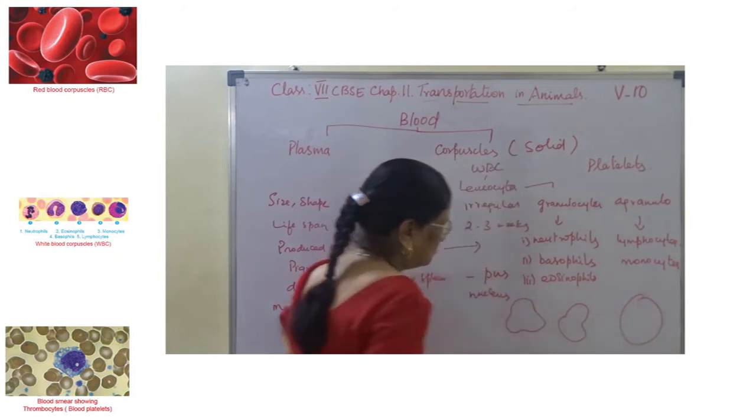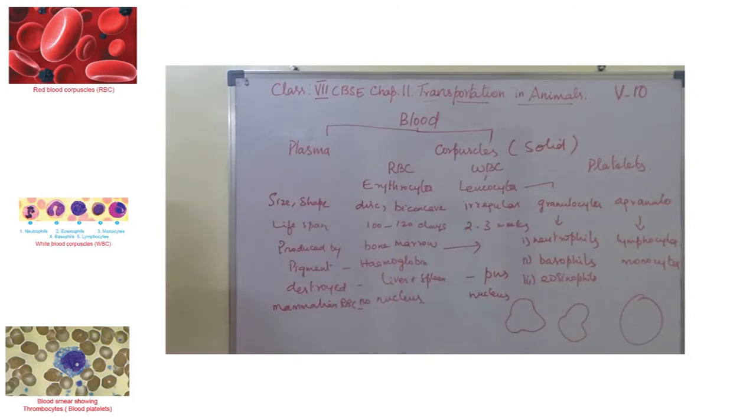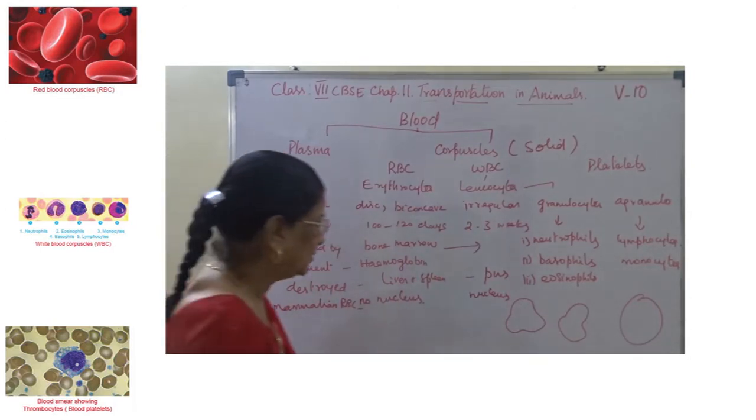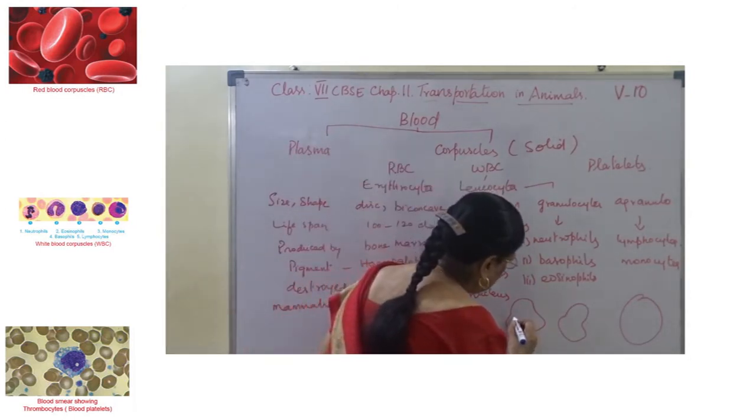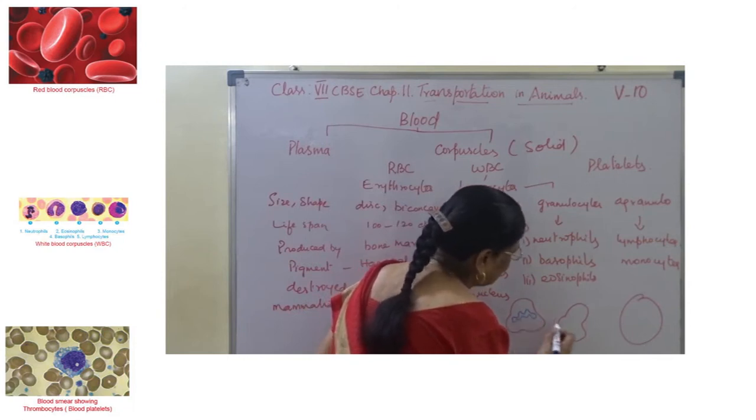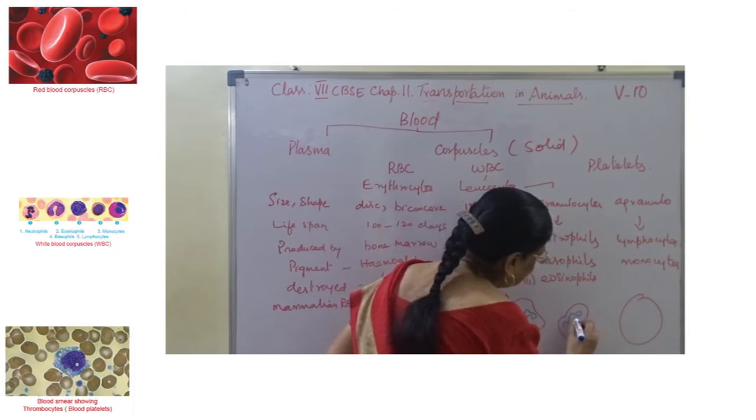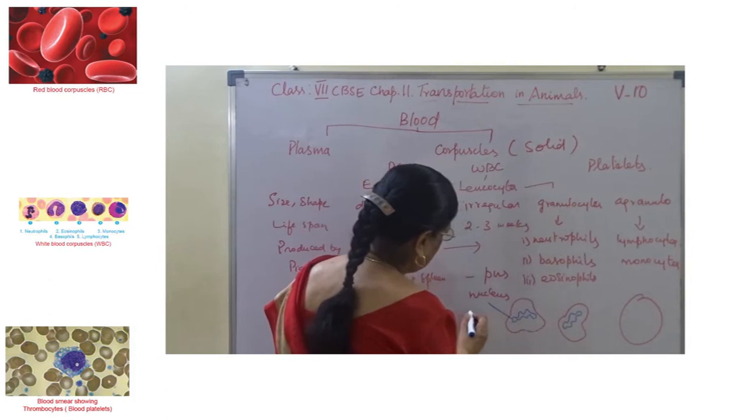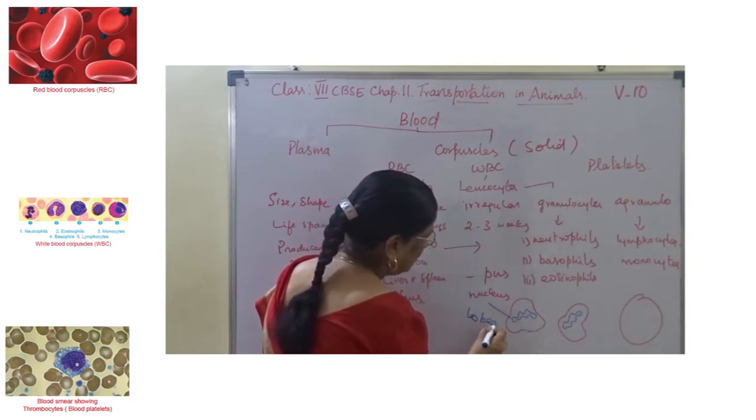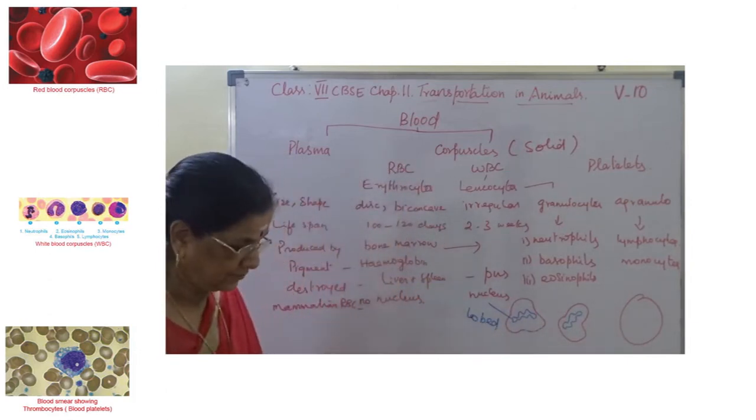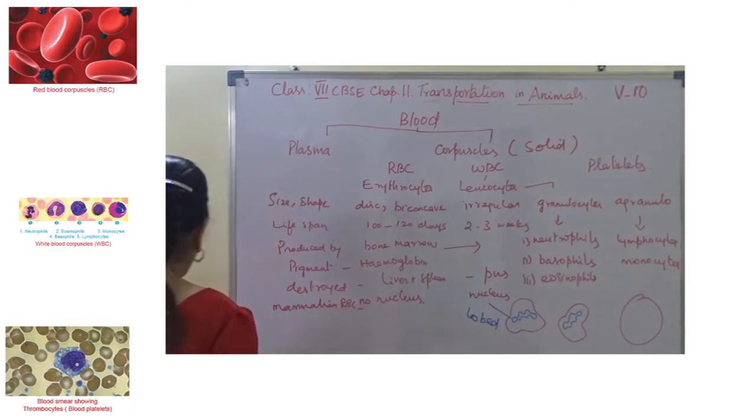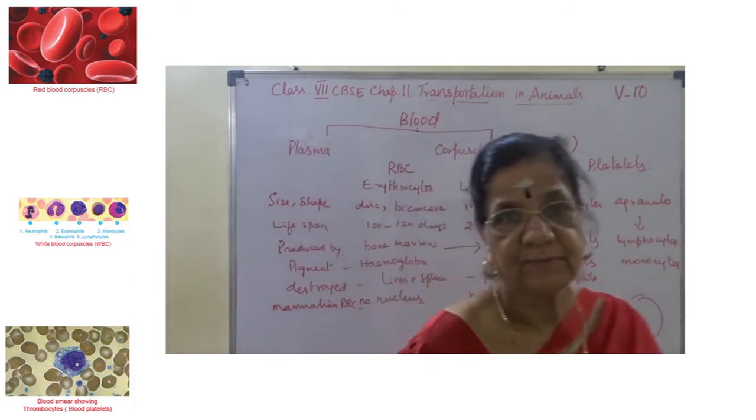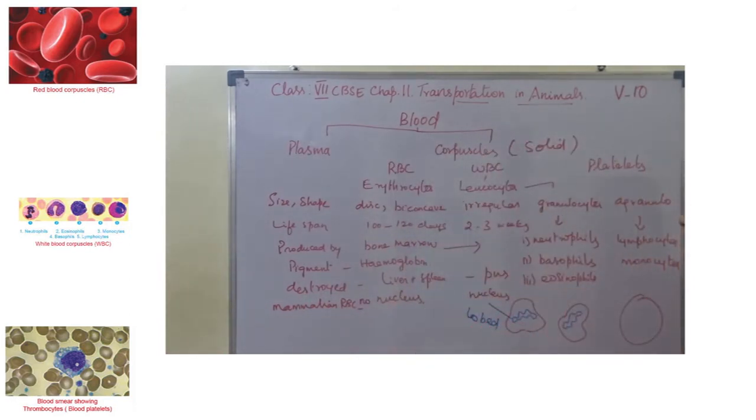They are provided with the nucleus like this. This is called the lobed nucleus. The nucleus of WBC is known as the lobed nucleus. I hope you understand this.